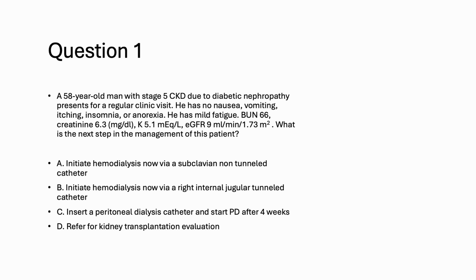A. Initiate hemodialysis now via a subclavian non-tunneled catheter. B. Initiate hemodialysis now via a right internal jugular tunneled catheter. C. Insert a peritoneal dialysis catheter and start peritoneal dialysis after 4 weeks. D. Refer for kidney transplantation evaluation.